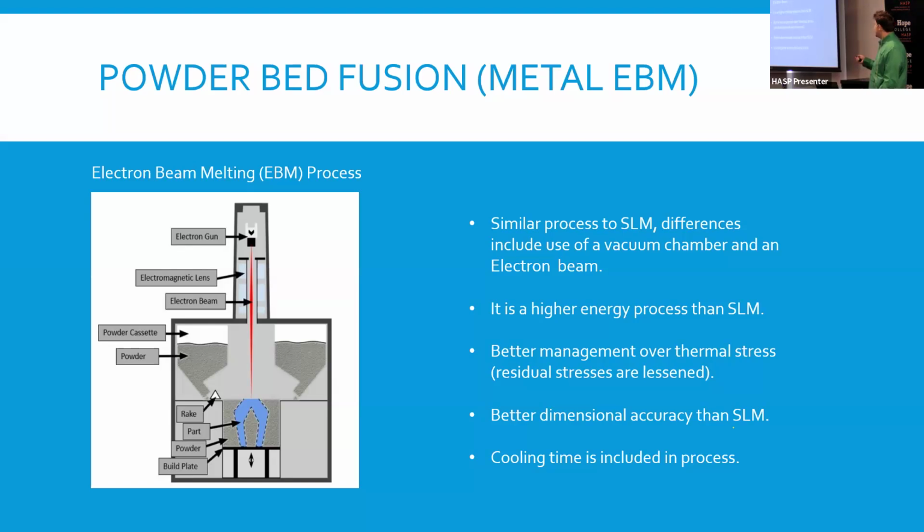And similar process to SLM, differences include a vacuum chamber and electron beam. So it's the same concept as before. We're basically using an electron beam to melt instead of our laser. Like we said before, higher energy process, higher heat, better management over thermal stress, residual stresses are lessened. This kind of results in better dimensional accuracy than SLM. Because with the laser, you can end up with warping or differential cooling in your metals.